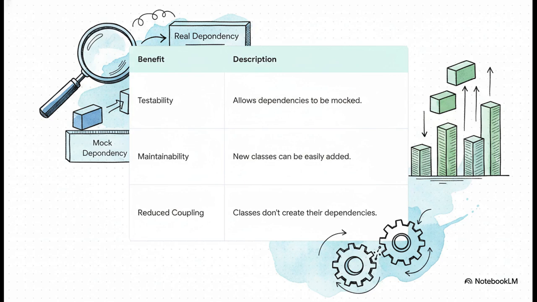First, testability goes through the roof because you can just swap in fake mock services when you're running your tests. Maintainability gets a huge boost because adding new stuff is way easier. And most importantly, it dramatically reduces the coupling, that tight connection between all your different components.